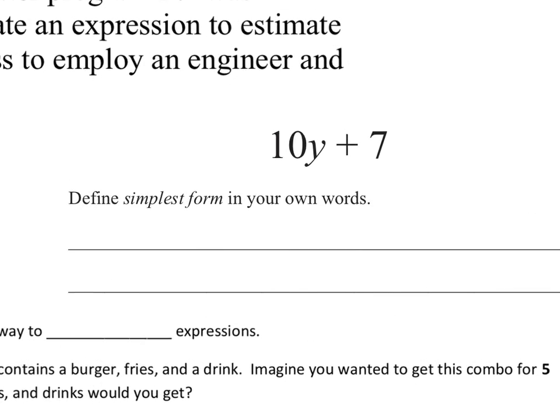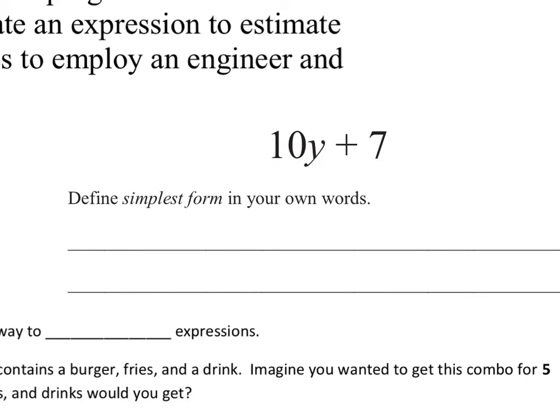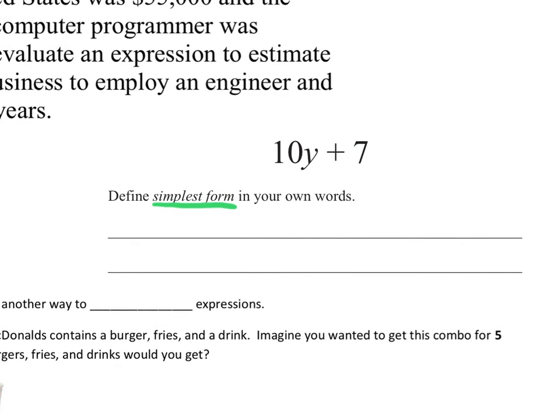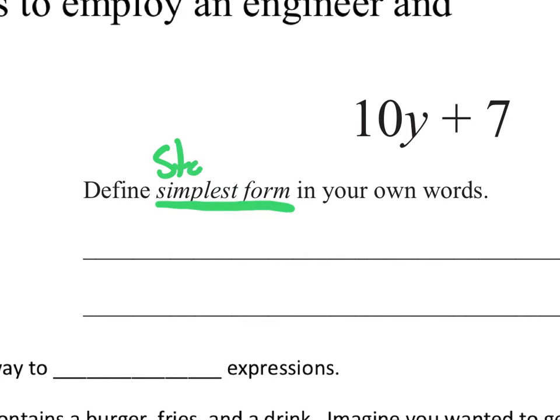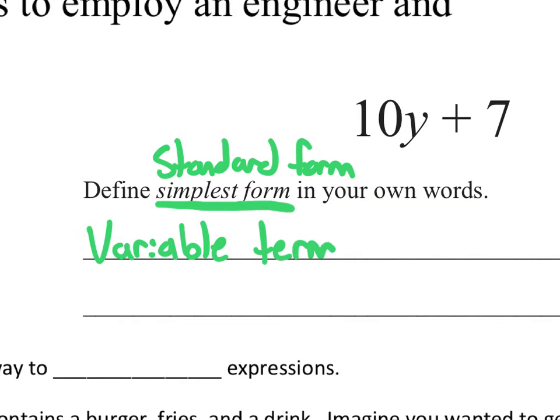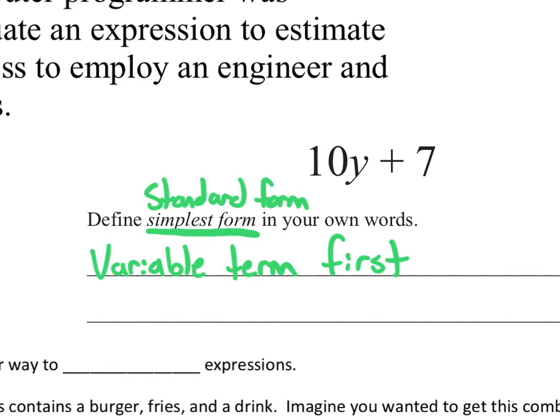One thing we're going to look at is something called simplest form. That's going to be the way that we want to write our expressions so that we can have them in the proper way. Now, one thing about simplest form, which we'll call standard form, is you need to put your variable term first. So this expression here, 10y plus 7, has the variable term first.